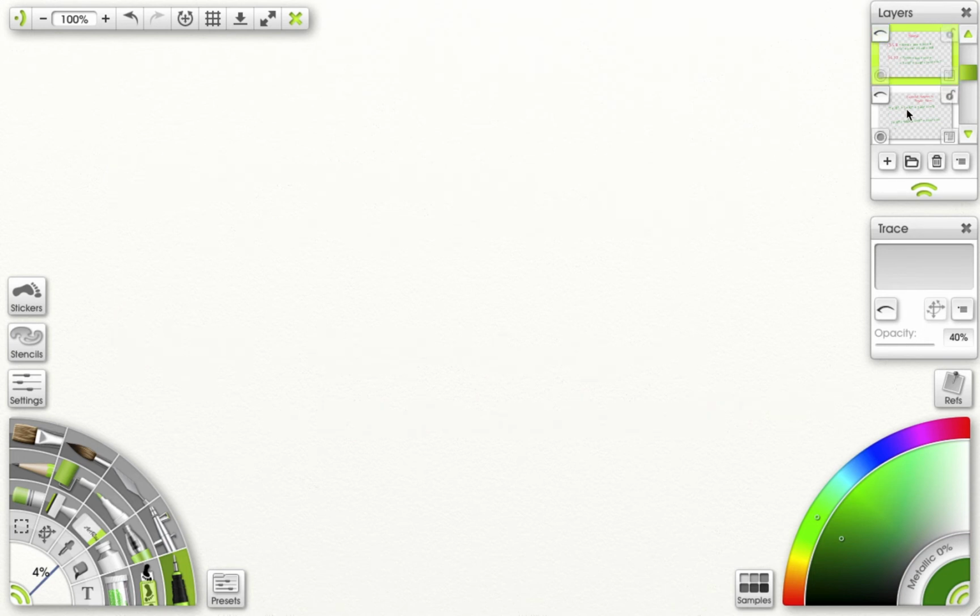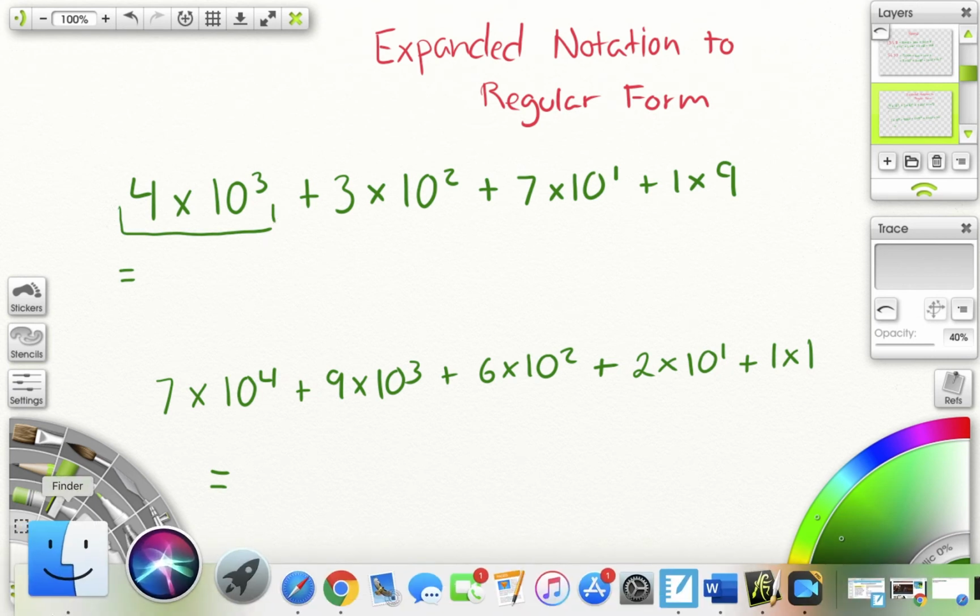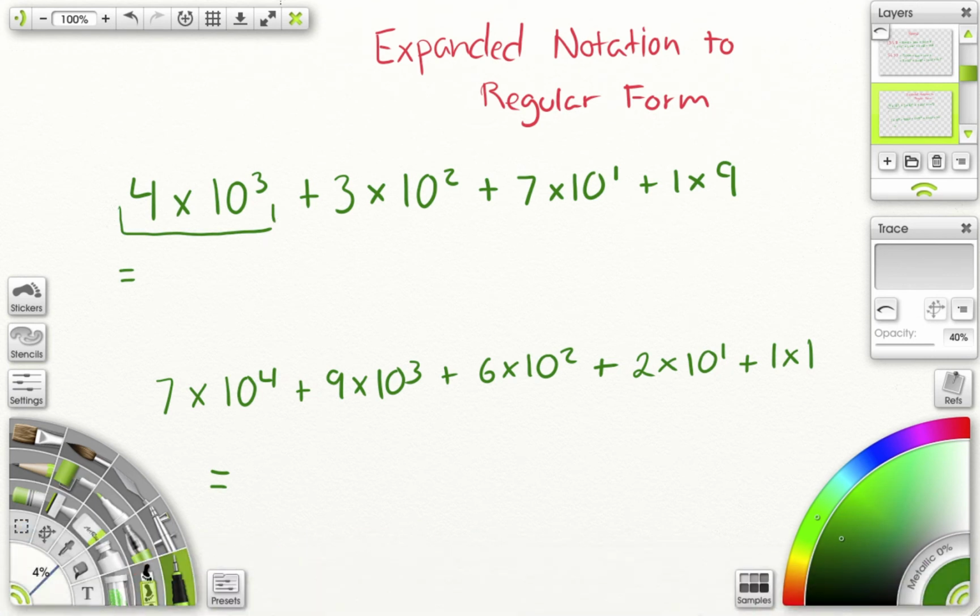So today's lesson is probably, for some of you, easier than the last one: we are taking our expanded form and putting it into a regular number. So for our first problem, we have 4 times 10 to the power of 3. Remember BEDMAS, we have to do our exponents first. So I do 4 times, what's 10 to the power of 3? That's 10 times 10 times 10. 10 times 10 is 100, times 10 is 1,000.